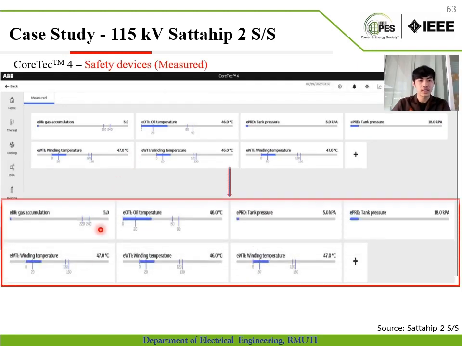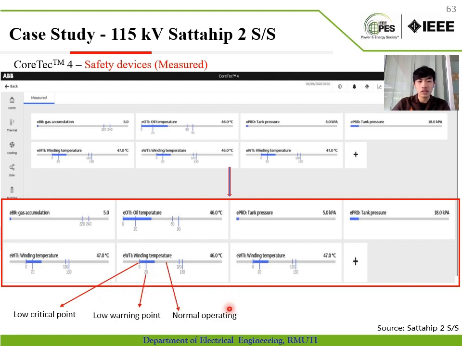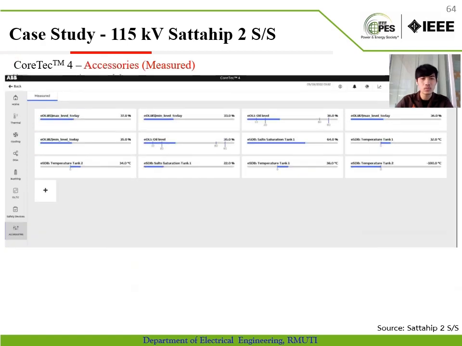On safety device, it displays gas accumulation of buchholz relay in cubic centimeters, oil temperature indicator, pressure relief device of on-load tap changer and main tank, and discrete winding temperature. It is divided into 5 steps: first, low critical point, low winding point, normal operating, high winding point, and high critical point. And all these values are in the normal operating point.